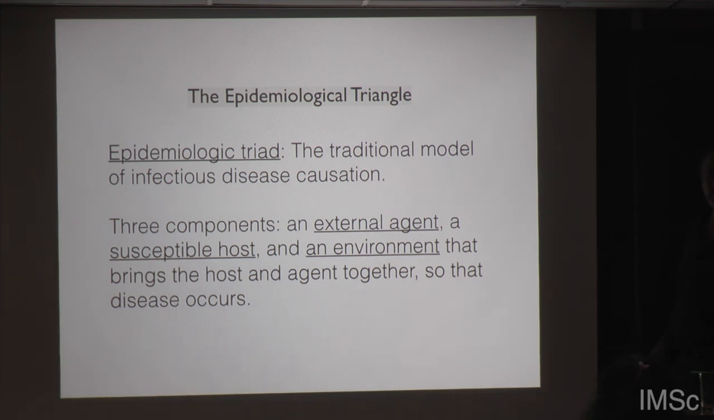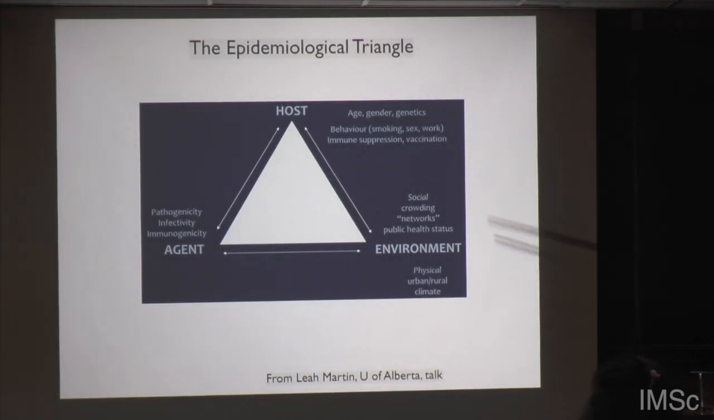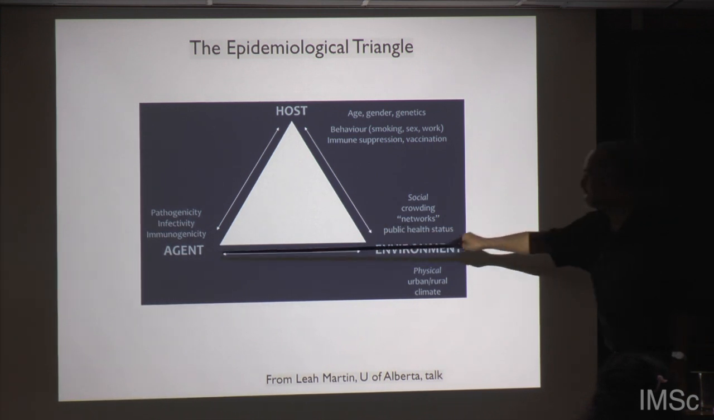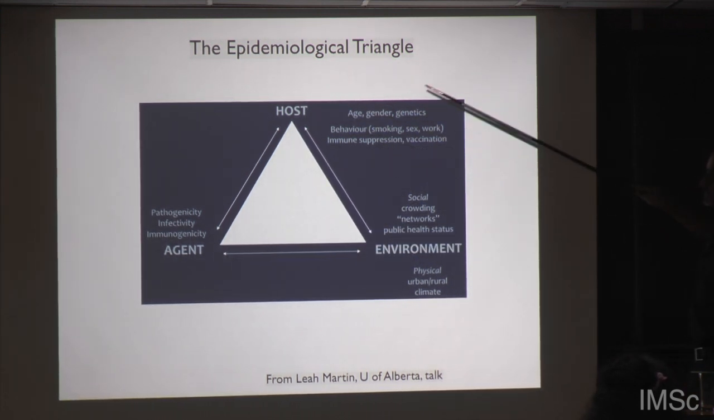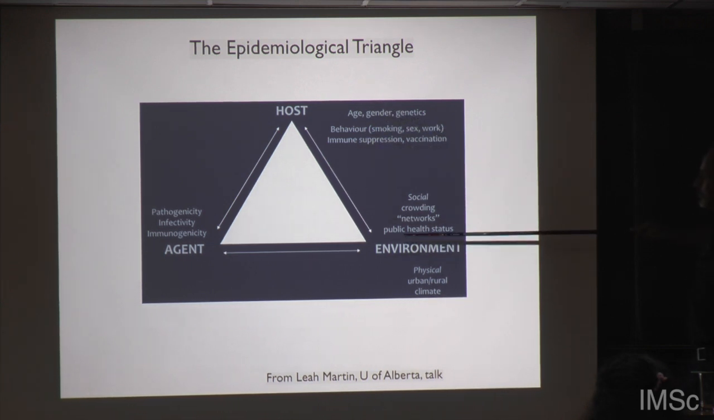In the Broad Street example, that environment was water. So it brought the agent, the Vibrio cholerae, together with the human being who drank the water. So that's the third part, the environmental part. So sometimes this is drawn like this, where you have agent here, host here, environment here. And here are a bunch of factors that influence the response of the host, the response of the environment, etc. For example, age, gender, genetics, behavior, smoking, sex, work, immune suppression, vaccination.